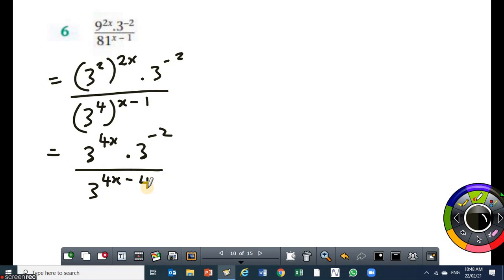Now, since the base is a 3 throughout, in the numerator and the denominator, I can just use law 1 and law 2. For the numerator, I'll use law 1. For the denominator, I'll use law 2. So I can write this as 3 to the power of 4x plus minus 2, I've used law 1, right? Now I need to use what? Law 2, because this 3 here is part of a denominator, so that will be minus, open bracket. Now, because our exponent is binomial, I have to put it inside brackets. So this becomes 4x minus 4.